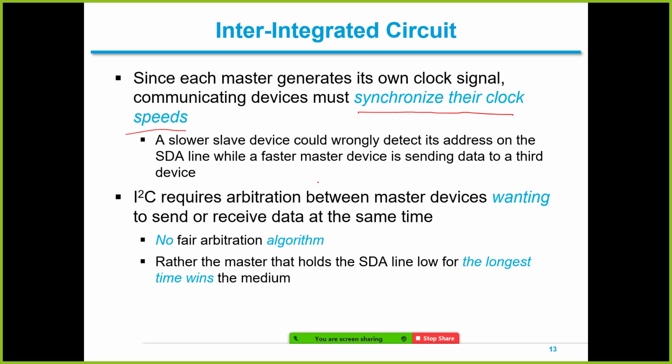So this actually explains why we need synchronization, why we need this clock signal to synchronize the speed. Because if they have different clocks, they have different speeds, so this problem will occur. A slower slave device could detect its address incorrectly while one faster master device is sending out data.